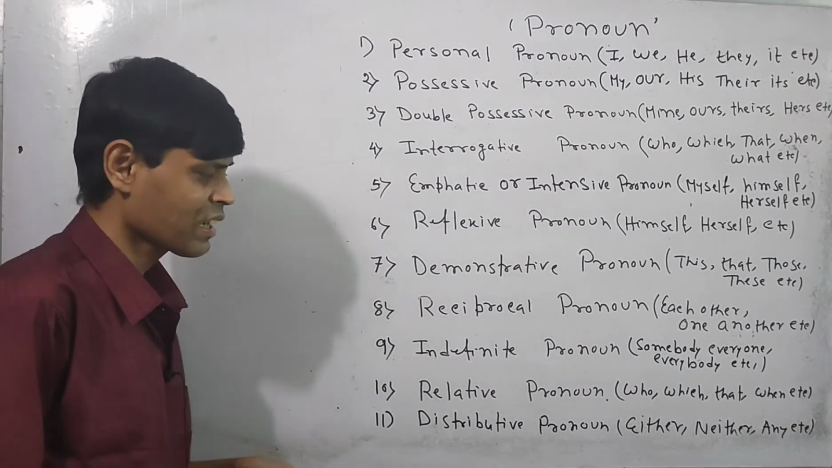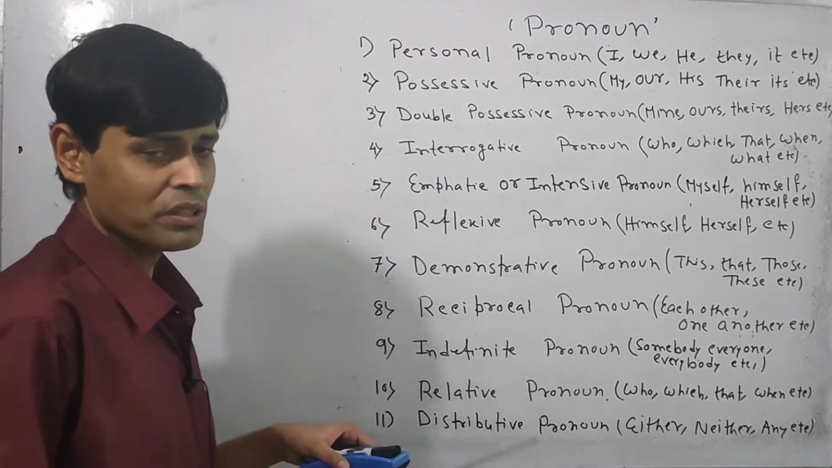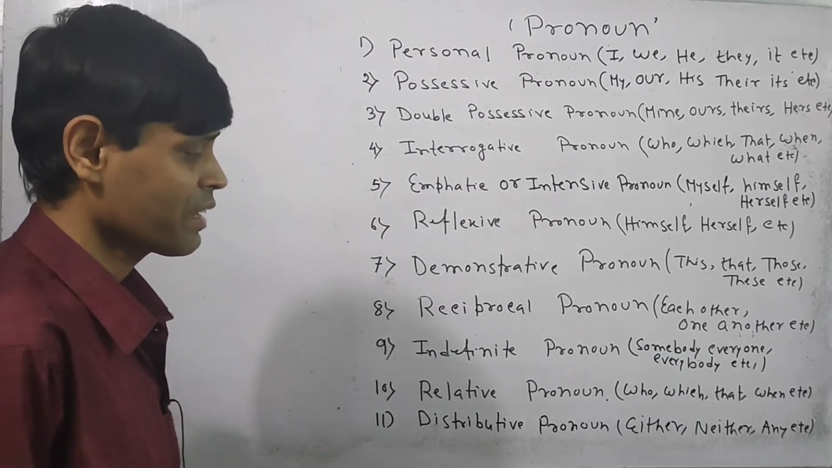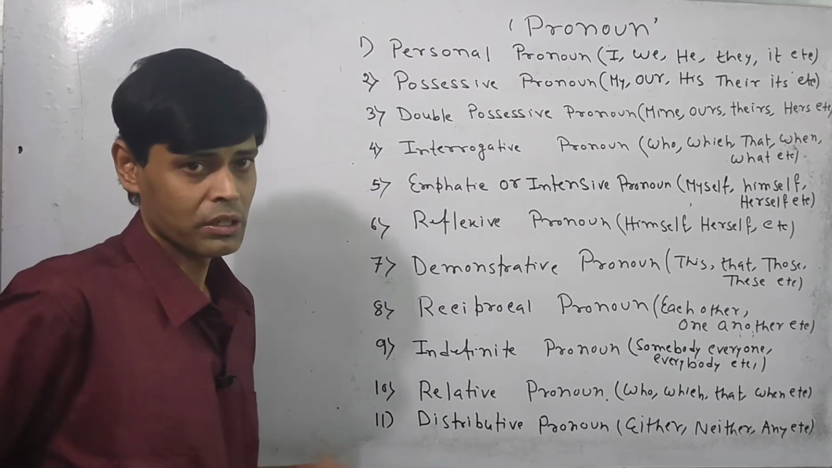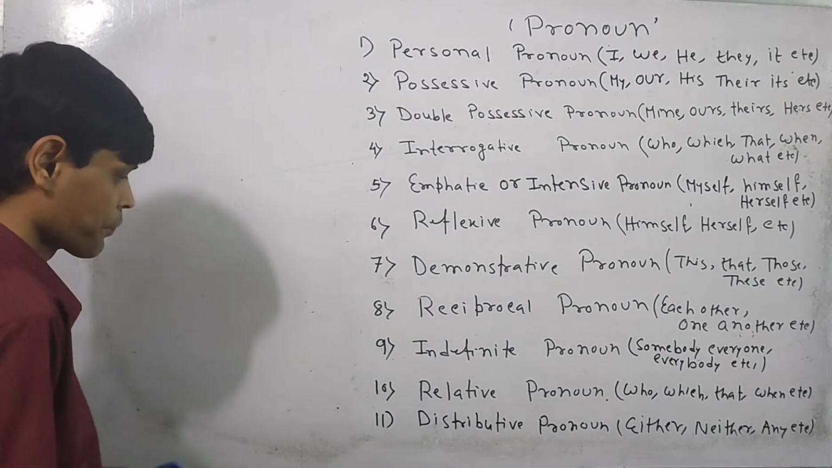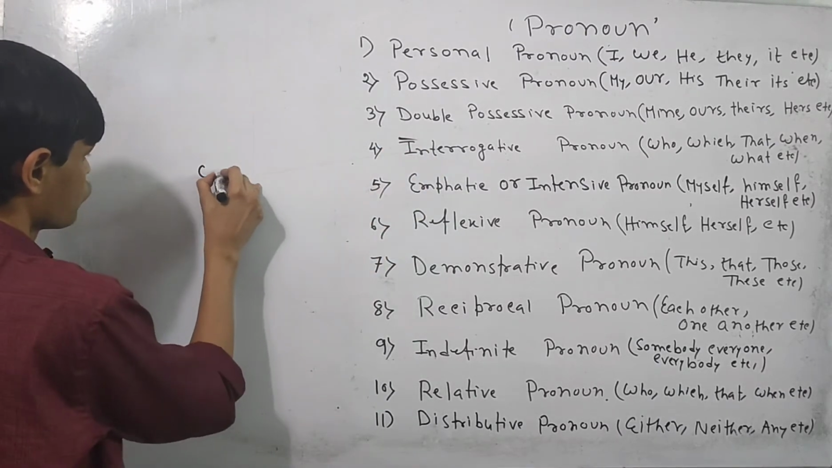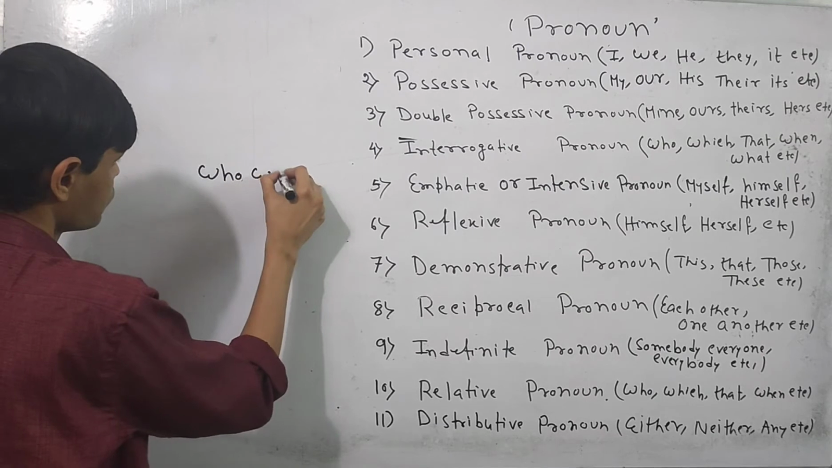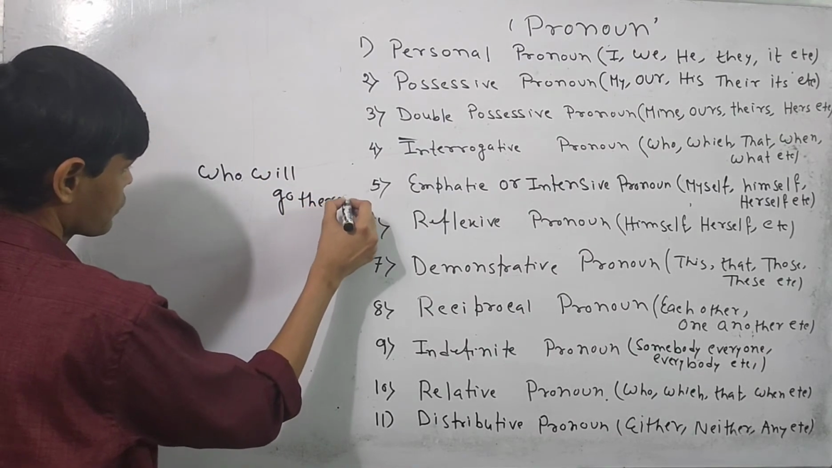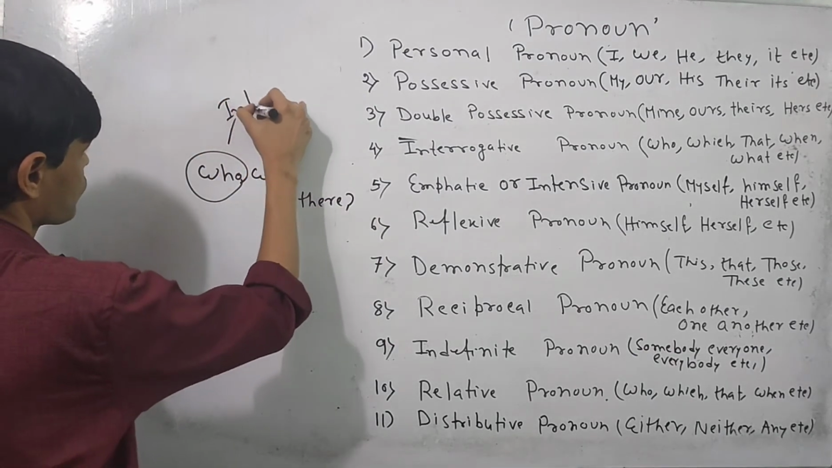Distributive pronouns like either, neither, any can be used. Either always indicates some kind of affirmation. On the other hand, neither indicates some kind of negativity. So if I just write some sentence, you will understand that. If I say, who will go there, if I write this sentence, here it is functioning as interrogative pronoun.